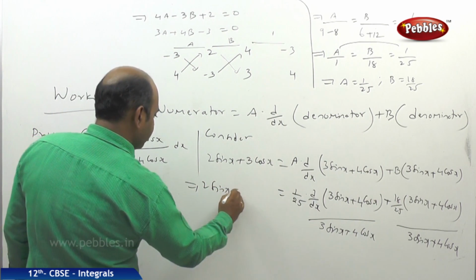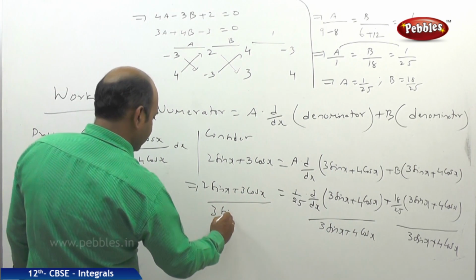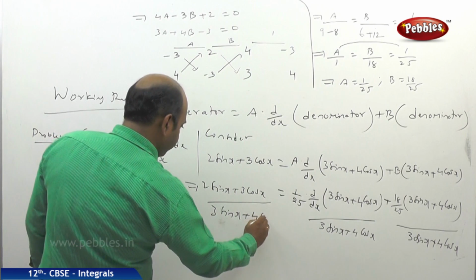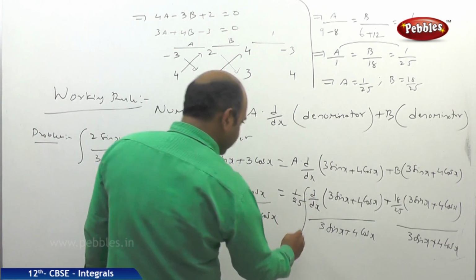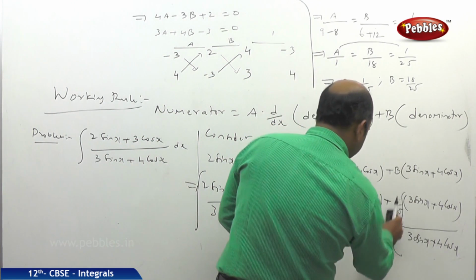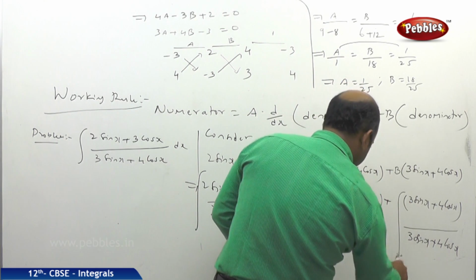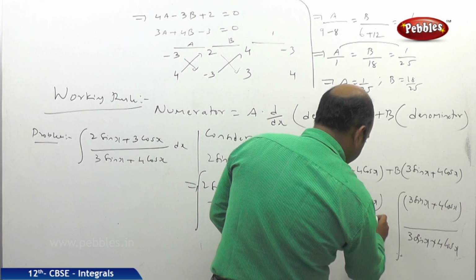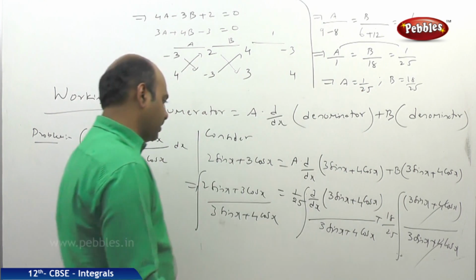(2 sin x + 3 cos x) divided by (3 sin x + 4 cos x). But I want to find the integral, so I am keeping the integral symbol here, and here also. This is an integral symbol. I will be writing this integral symbol, here plus will be there, and outside will be 18 by 25. I think this will be getting cancelled.